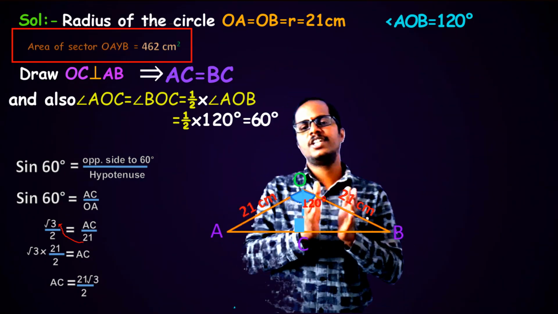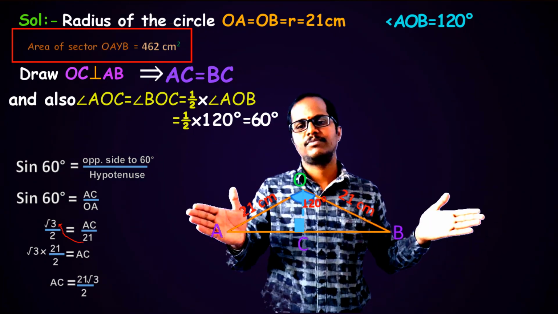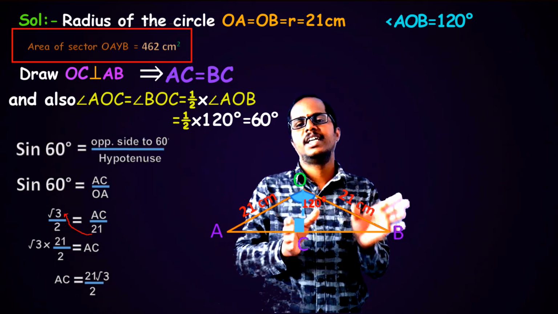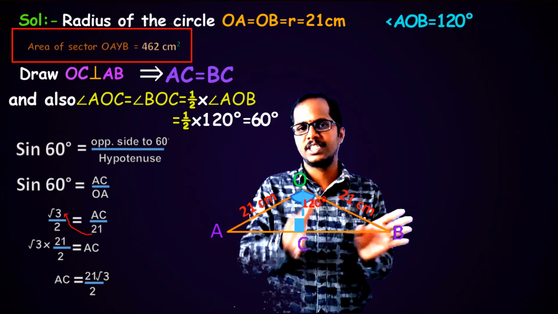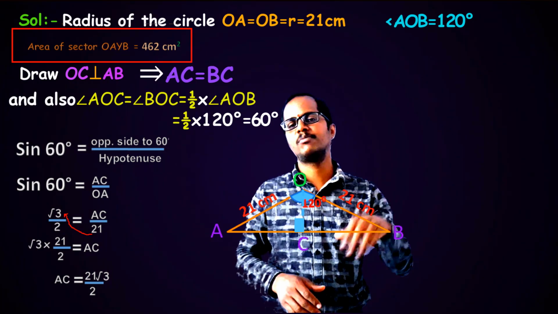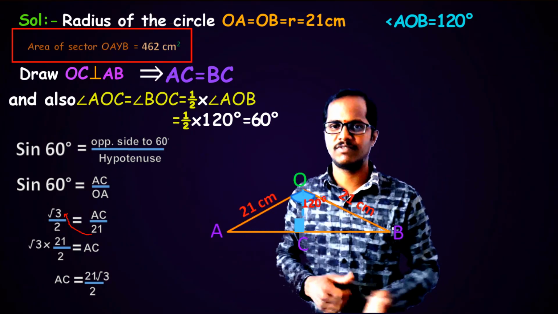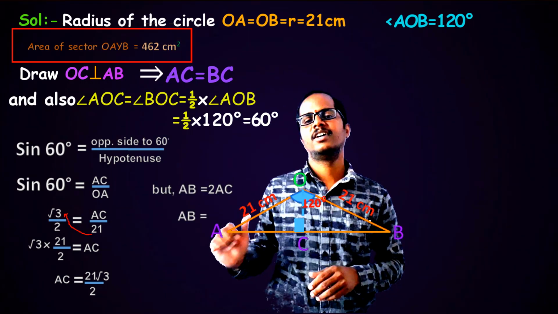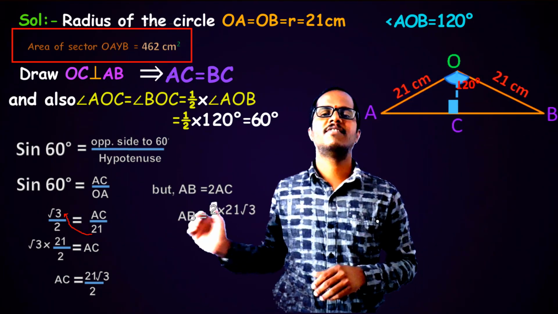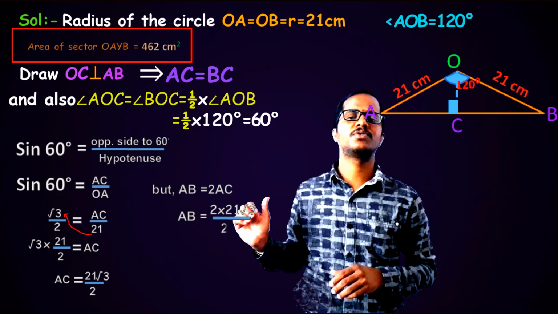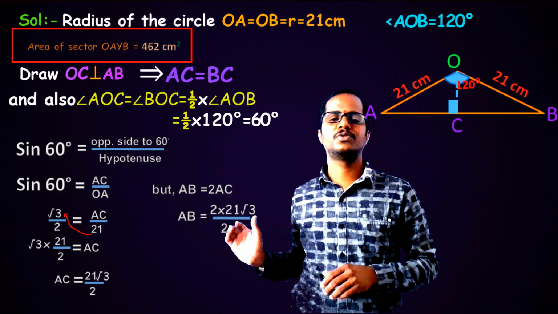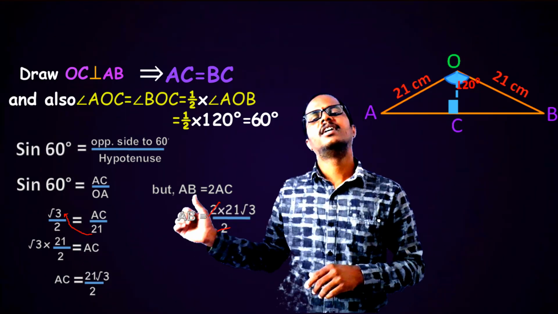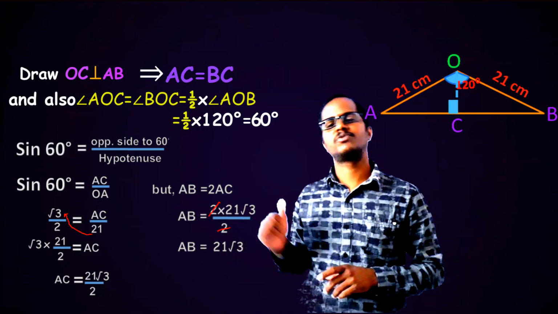But here we need to find the length of AB, but we got the length of AC, and we know that AC is half of the length of AB, since C is the midpoint. So if we double the length of AC, we get the length of AB. So we can write AB equals 2 times AC. By substituting the AC value, we get AB equals 2 into 21 into root 3 by 2. Here 2 can be cancelled. So by cancelling 2 and 2, we get AB equals 21 into root 3 centimeters.